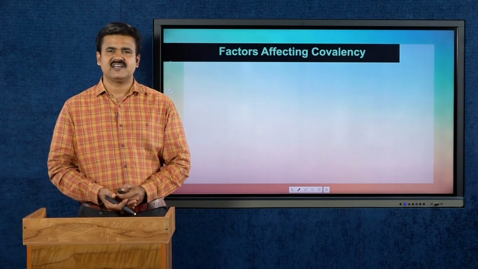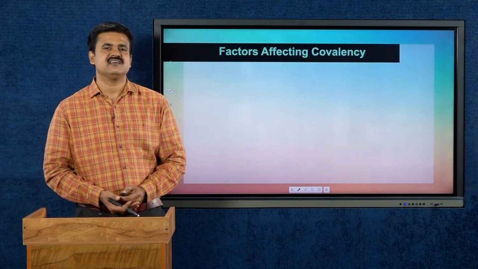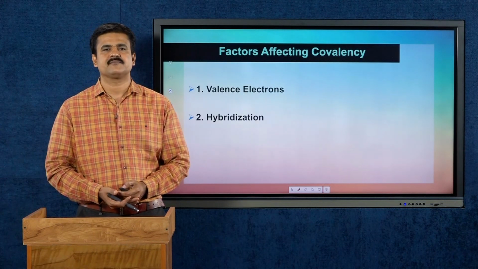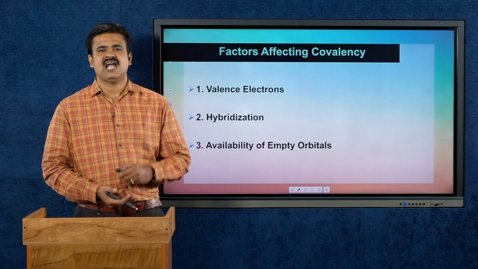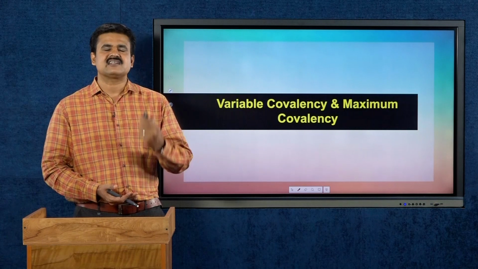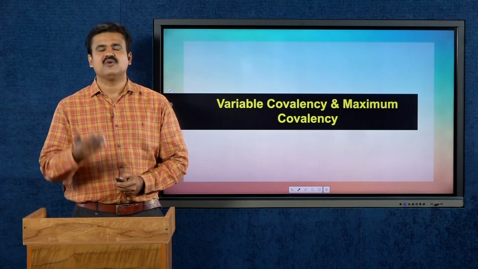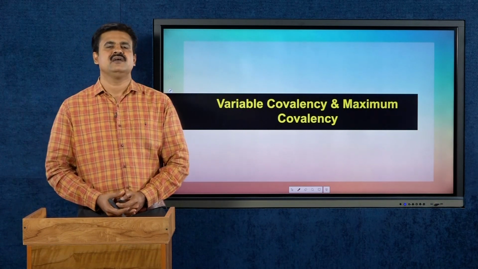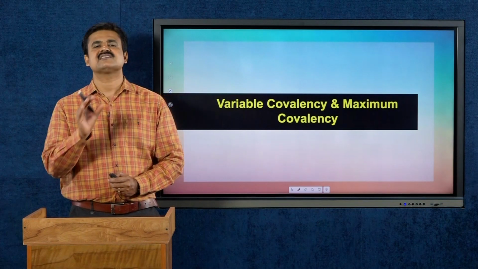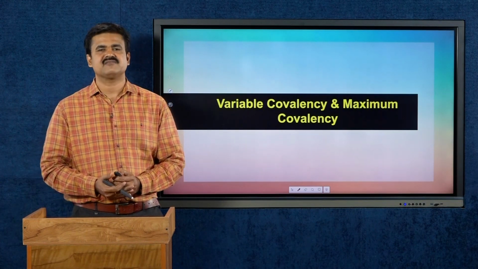Factors affecting covalency is another point of discussion here. There are several factors such as valence electrons, hybridization, availability of empty orbitals, etc. that will govern the covalency of an element. Now we are discussing variable covalency and maximum covalency. These are two important related concepts with the covalency.